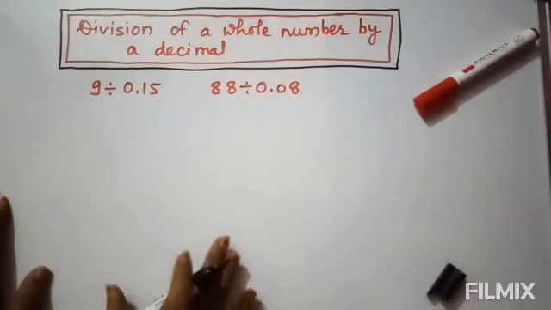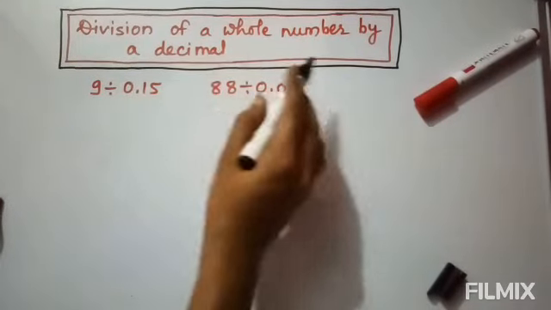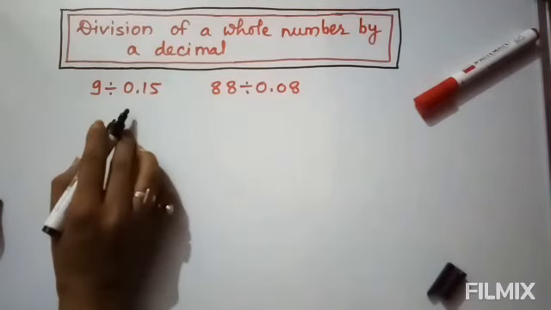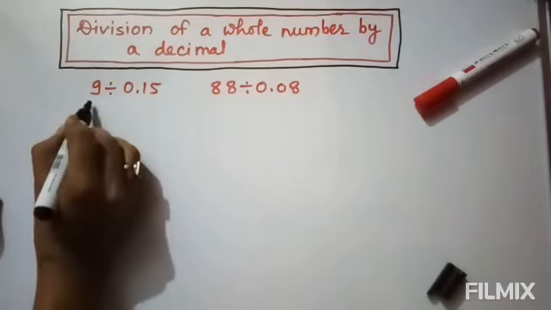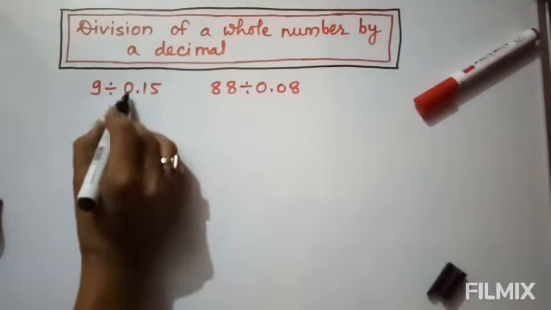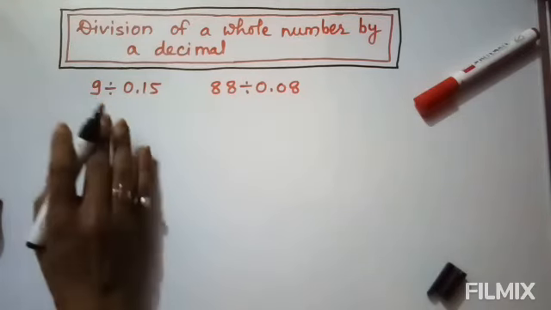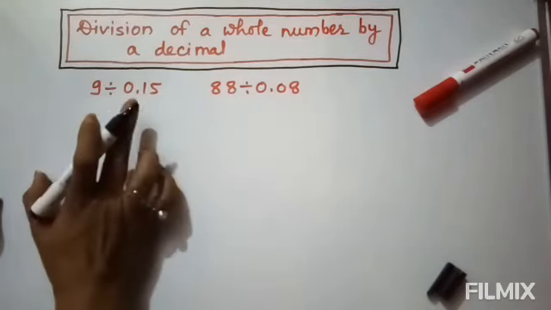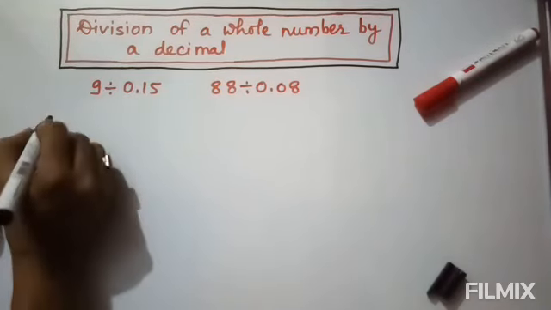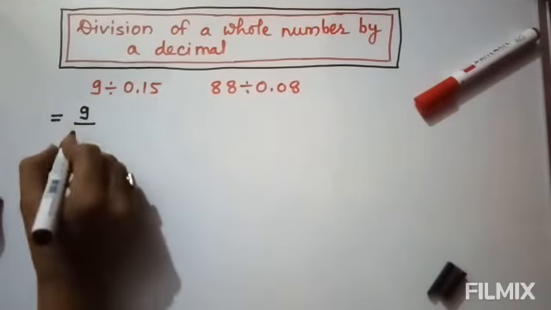As I mentioned, our first topic of this video is division of a whole number by a decimal. In this, we get a division question in which the dividend is a whole number and the divisor is a decimal number. In order to solve this type of question, we first need to convert the divisor into a whole number. So let's see the process of how to convert the divisor into a whole number.